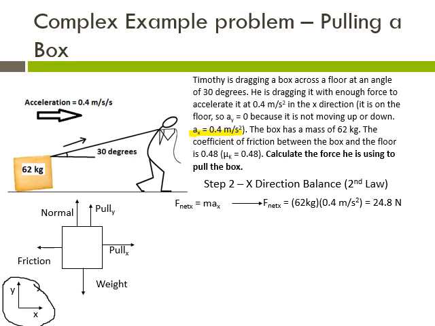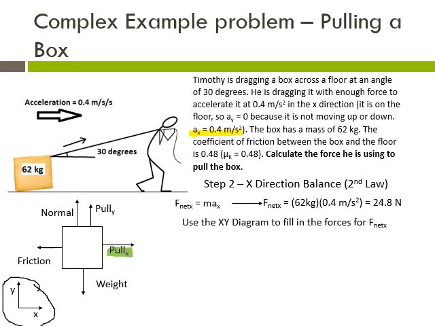So 24.8 newtons. All that means is this pull force down here, pull X, that pull force in the X direction has to be 24.8 newtons larger than that friction force. Because it's not just canceling out friction anymore. You can see that there. It's not just canceling out friction anymore. It is now overcoming friction with some additional force. So it's not constant speed, it's actually accelerating with that extra additional force.